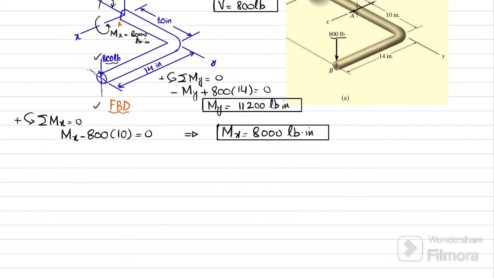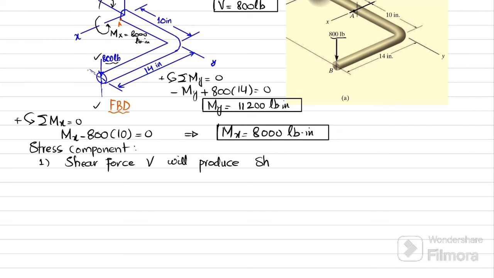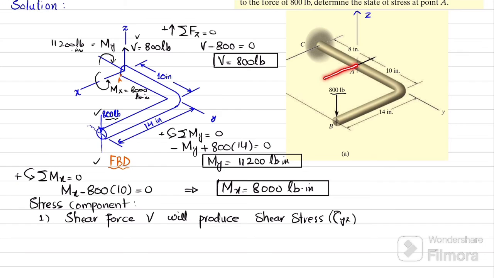So I will write the stress components, starting with the first one, the shear force V. The shear force V will produce shear stress, and we will see that this shear stress will be equal to tau of yz. How? You can see that this is the x-axis and this is the z-axis, and it is making the y plane. Clear? And tau of yz means that it will produce shear stress in this y plane and in the direction of z. So on this cross section, we will have tau of yz.